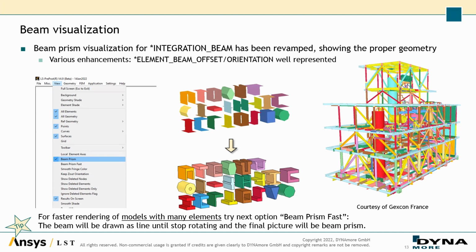And my tip: if you have a model with many elements, a huge model, you can improve the rendering with the next option in this view. When you select beam prism fast, the beam will be drawn as a line until you stop rotating, and the final picture will be beam prism, like here.